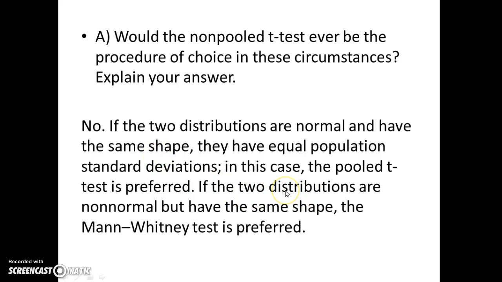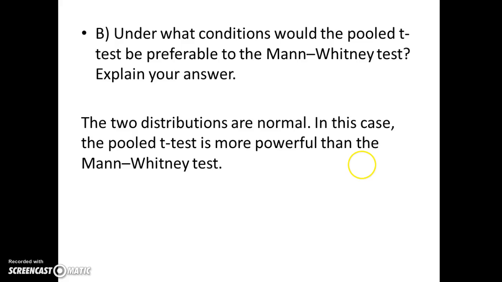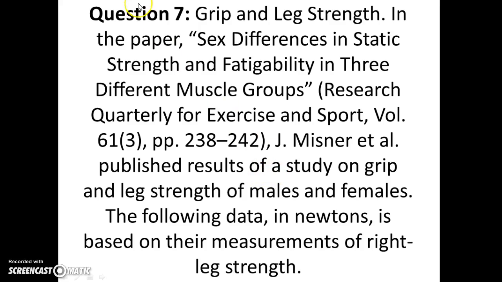If the two distributions are not normal, but they still have the same shape, then we use the Mann-Whitney test. Under what conditions would the pooled t-test be preferable to the Mann-Whitney test? When the two distributions are normal, because in this case the pooled t-test is going to be more powerful compared to Mann-Whitney.